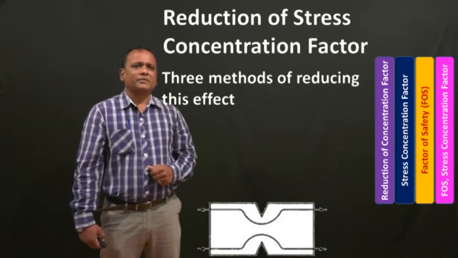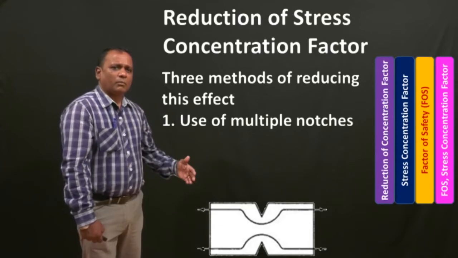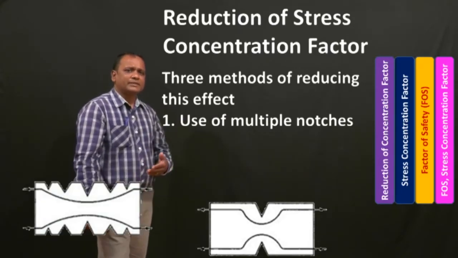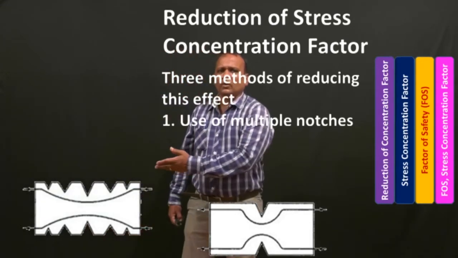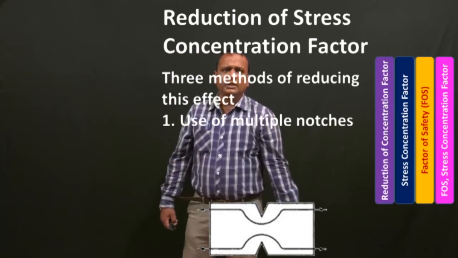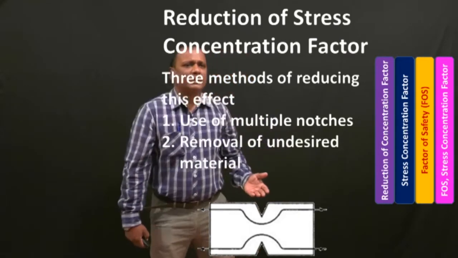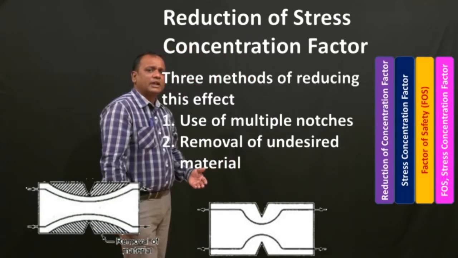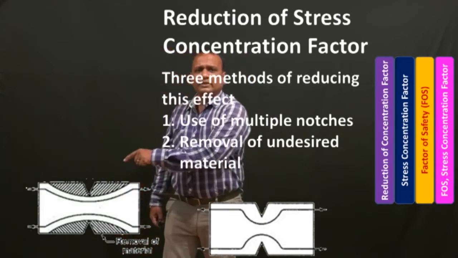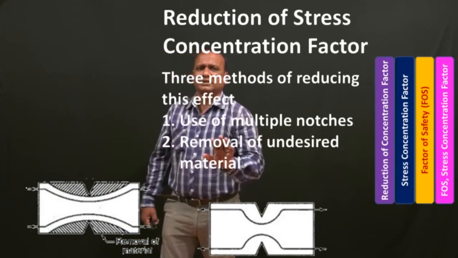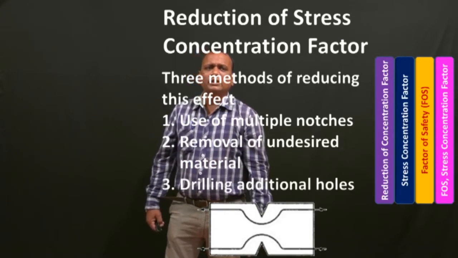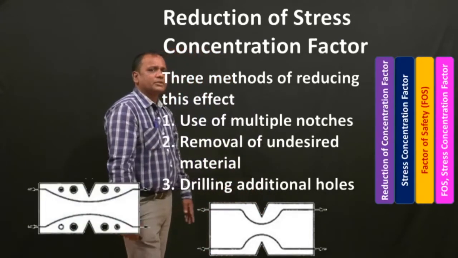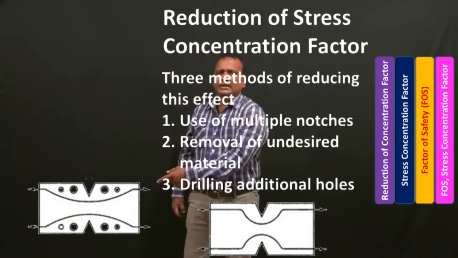There are three methods of reducing this effect. One is the use of multiple notches. As you could see in this sketch, if I go with multiple notches, the stress will be reduced. Next would be removal of undesired material. As you could see over here, if I remove this undesirable material, the stress concentration will be reduced. Another method would be drilling additional holes. Again, you can see over here, by drilling additional holes, the stress concentration will be reduced.